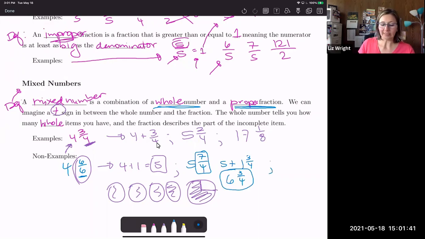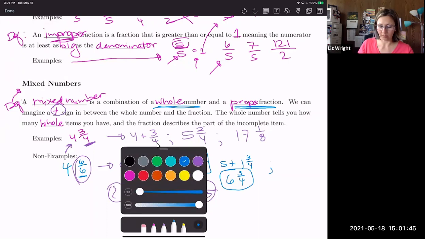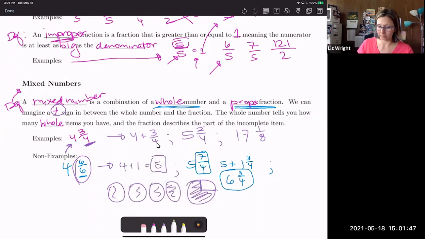Last non-example. What about, I need a brighter color. Let's do orange. What about just the number 8? Why is that not considered a mixed number? Because it doesn't have the proper fraction attached to it. So it doesn't have this piece attached. If we made it the same, it would be 8 and 0/2, but that's a non-example.